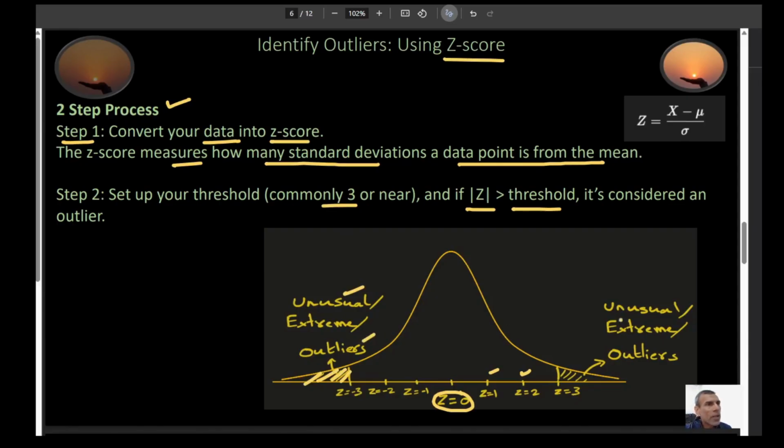So any value that falls in this range would be your extreme or unusual values. Another word for that is outlier values. And likewise, any value that falls in this range, where your z is more than 3, would be your outliers right here.